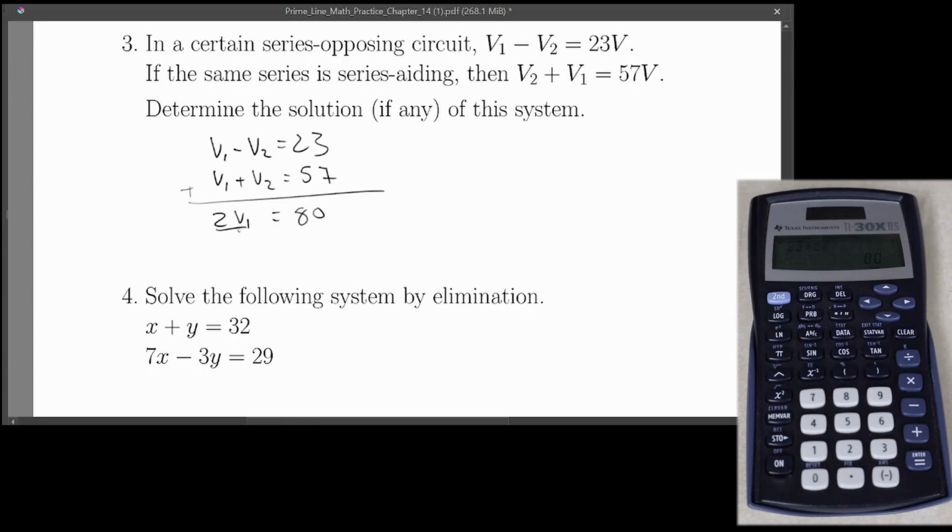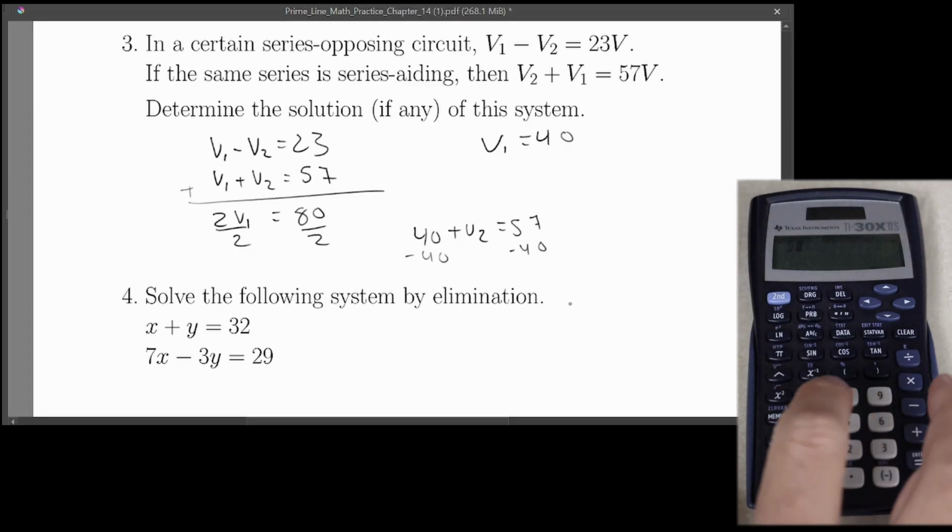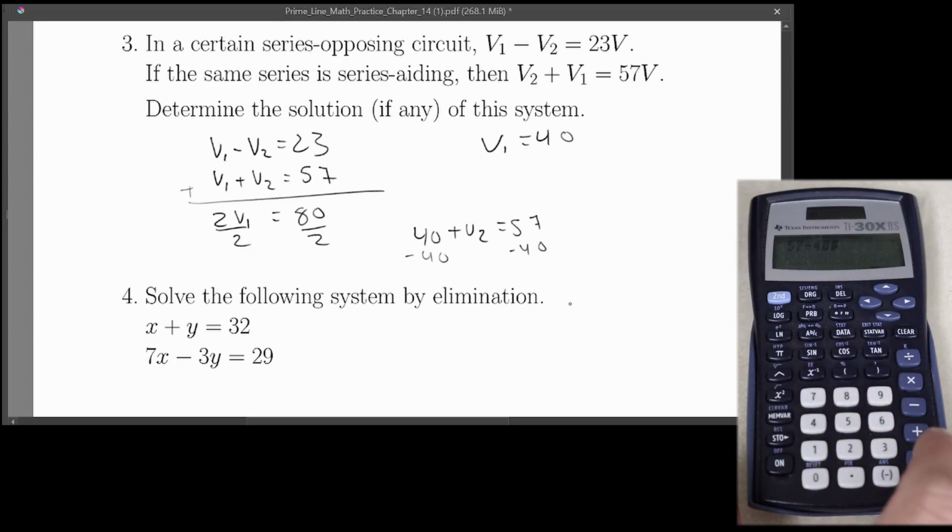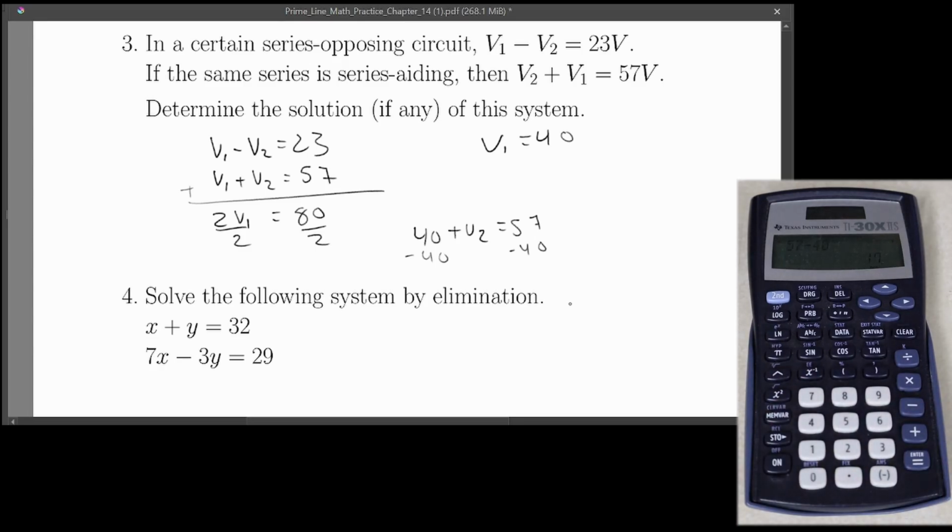We can divide both sides by 2, and we get V1 equals 40. Then we'll plug V1 into this second equation, so that's 40 plus V2 equals 57. We'll subtract 40 from both sides. So if we do 57 minus 40, we get 17. So V2 equals 17. So this is the elimination method.